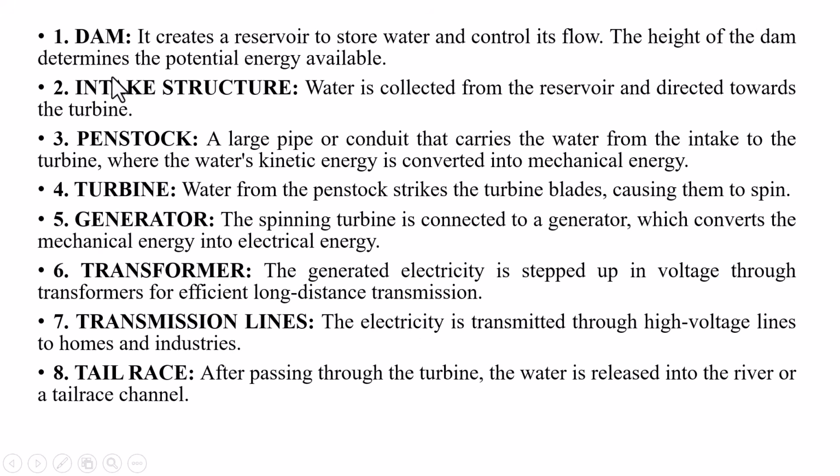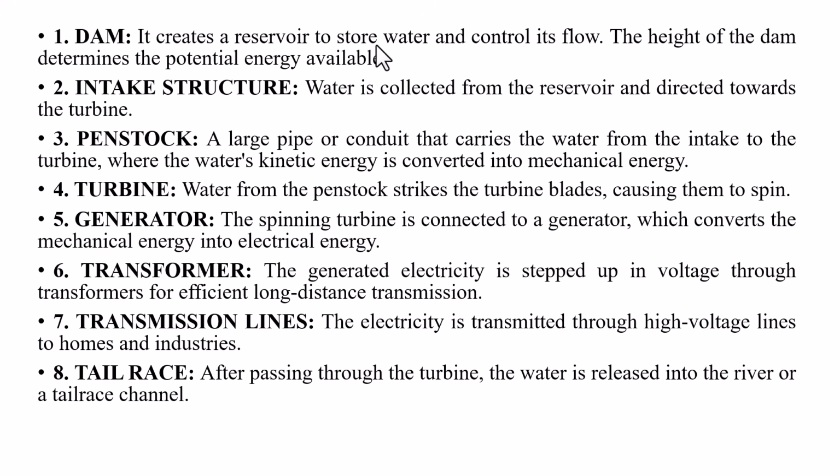The main parts are dam, intake structure, penstock, turbine, generator, transformer, transmission line, and tail race. Dam, it creates a reservoir to store water and control its flow. The height of the dam determines the potential energy available. Intake structure, water is collected from the reservoir and directed towards the turbine.